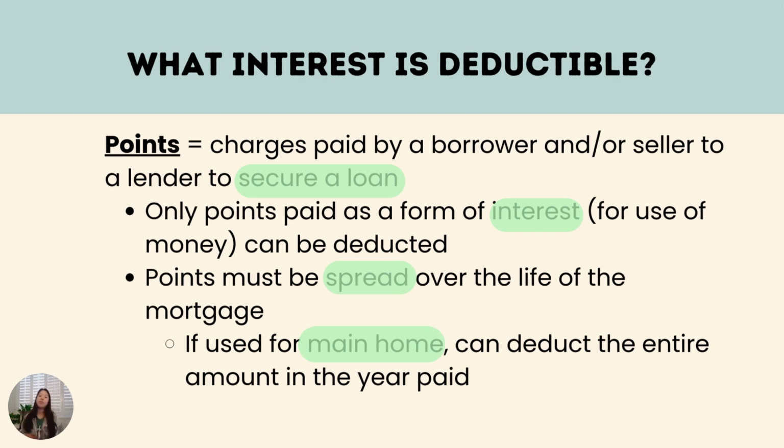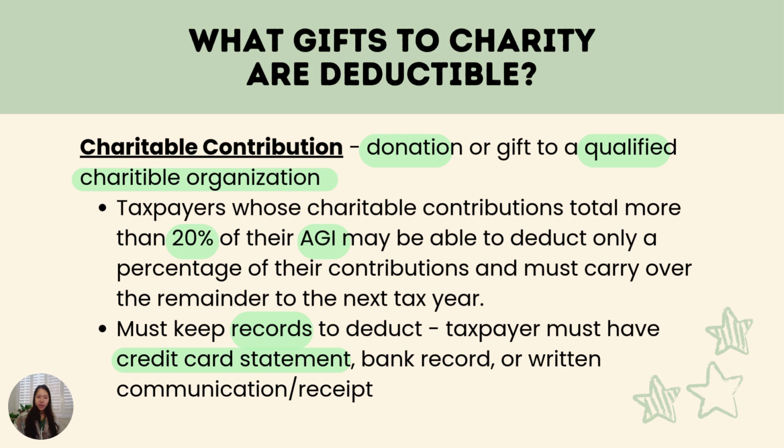All right, the other type of interest that is deductible is points interest. And this was a new vocab term for me. So maybe you're wondering, what are points? Well, points are charges paid by a borrower and or seller to a lender to secure a loan. And only points paid as a form of interest can be deducted. Points must be spread over the life of the mortgage, so you can't use all your points at once. You have to spread it out as you have the mortgage. And if it's used for the main home, they can deduct the entire amount of points in the year paid.